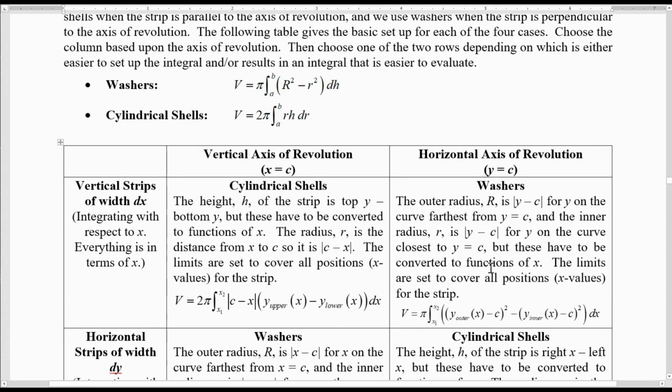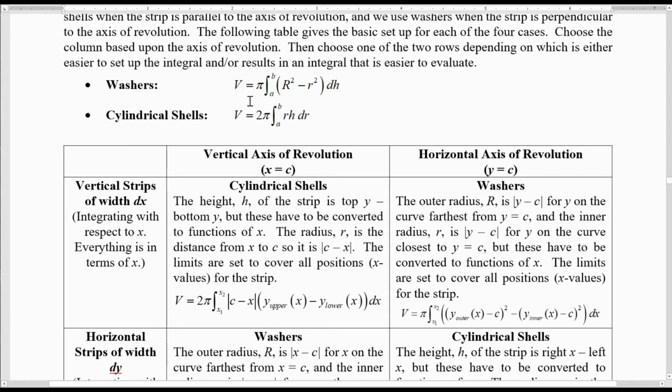So what you're going to do in practice is first choose the column depending on where the axis is that you're revolving. That'll be given. If we're revolving around a vertical axis, that is x equals a constant, a vertical line, then we have to choose one of the two from this column. And if we're revolving around a horizontal axis of revolution, y equals a constant, a horizontal line, then we have to choose one of the two from the second column.